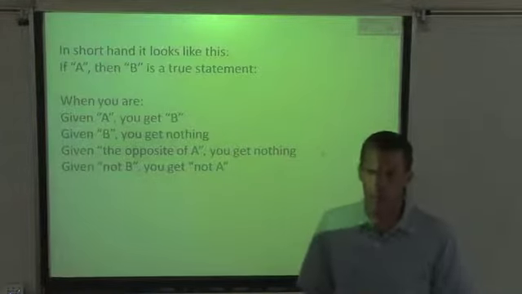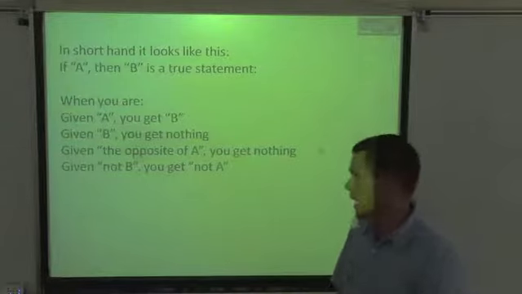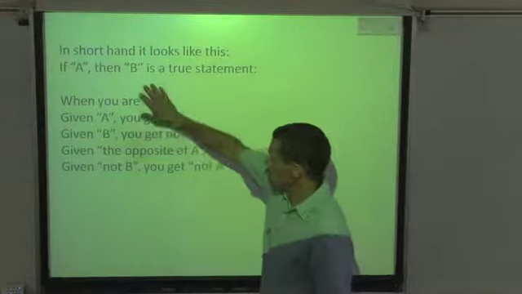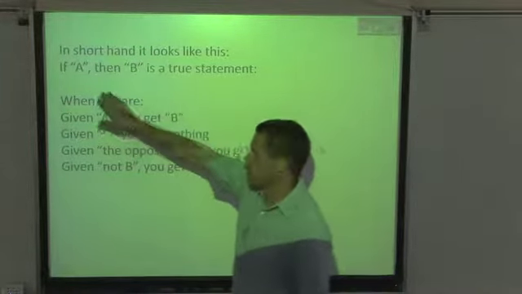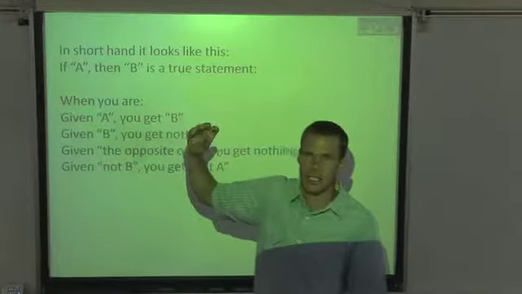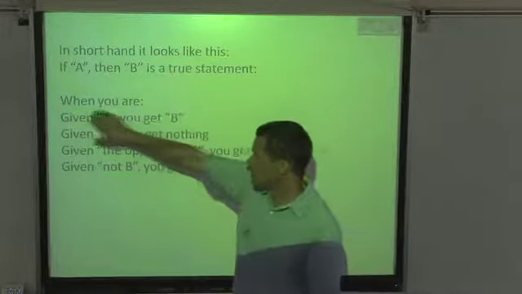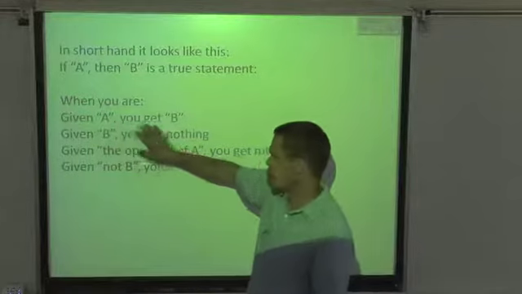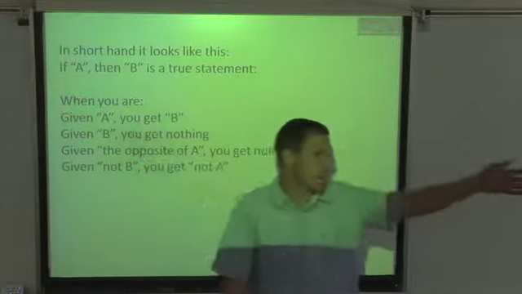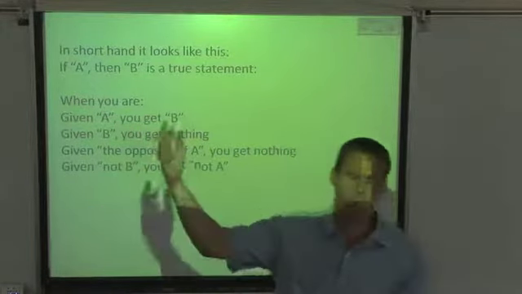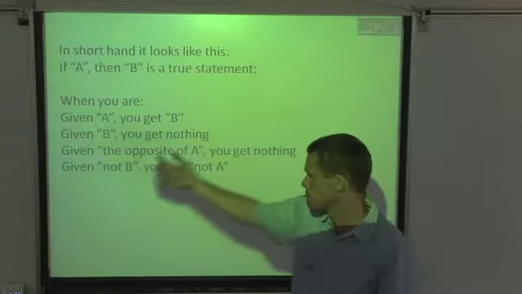Here it is in shorthand, and we should learn this. We should really understand this. If A then B is a true statement, so if it's snowing, we know it's less than 32 degrees. Then if you are given A, you do get B. So if you look outside, hey, it's snowing. Somebody else can conclude, must be less than 32 degrees.